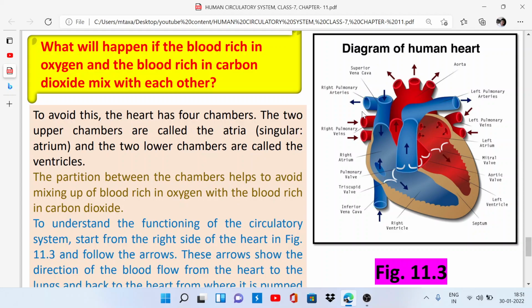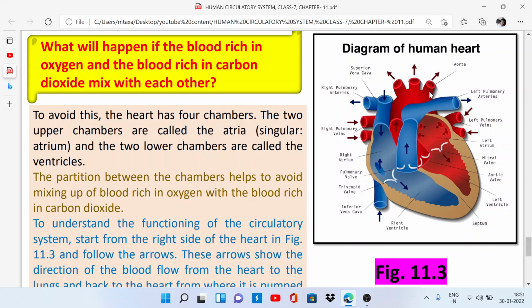Then oxygen rich blood will be supplied from lungs to the heart by the pulmonary veins. Here we can see this is the right pulmonary vein and this is the left pulmonary vein. These are bringing oxygen rich blood to the left atrium, and then the left atrium will supply this blood to the left ventricle, and from the left ventricle this oxygen rich blood is supplied to different parts of the body. So here this is the aorta that is divided into different branches, we can say arteries.